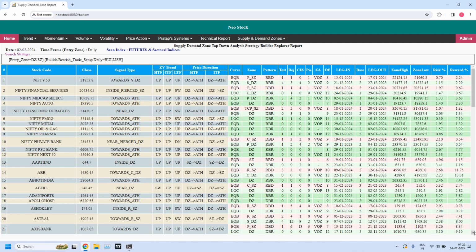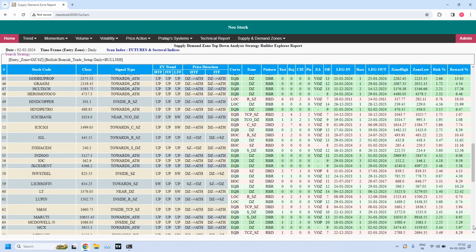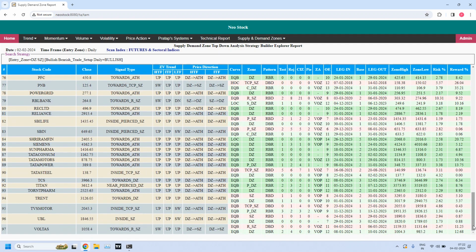But this is a big list. This is only a reference list because it is big. Further we will filter. But let me scroll down. Please pause the video when you want to study any parameter specific to your interest, your favorite stocks. I will keep on scrolling the list down. So total 97 stocks are filtered.